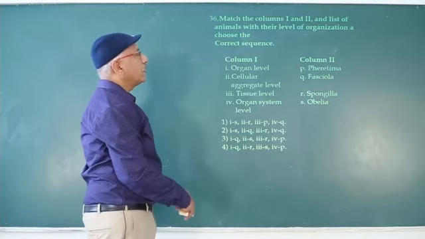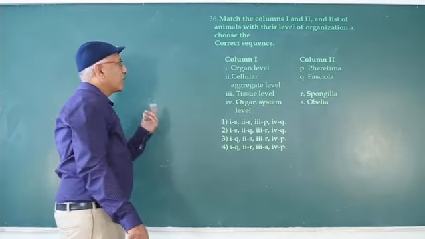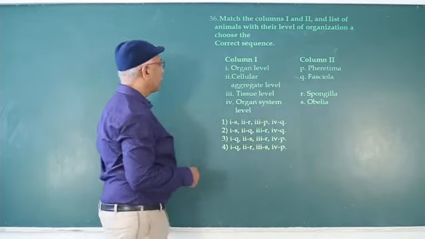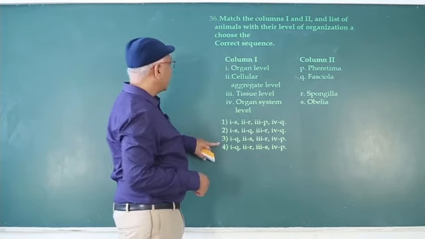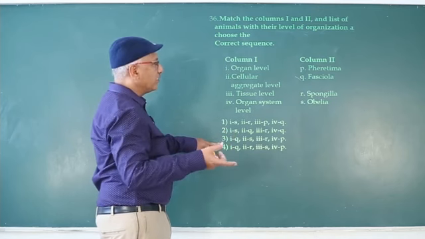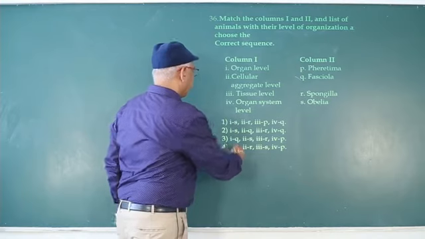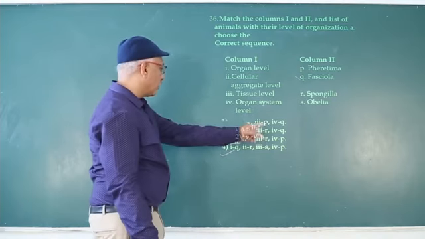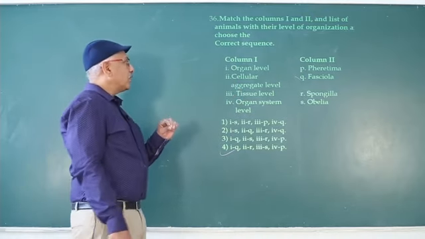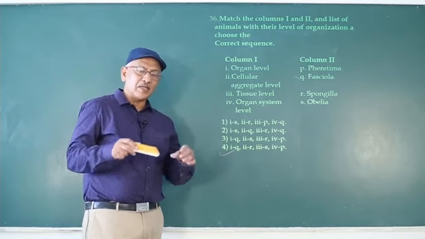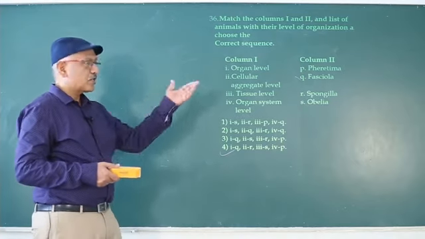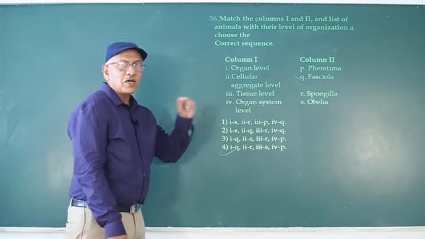Next one, match column 1 with column 2. Organ level of organization, Fasciola. Next, cellular aggregate, cells loosely arranged, that is in Spongilla. Next, tissue level of organization, Obelia. Organ system level, Periplaneta. In Porifera, cellular level, numerous cells are present, loosely arranged. That's why tissues are not formed. Spongilla is the common name of freshwater sponge.